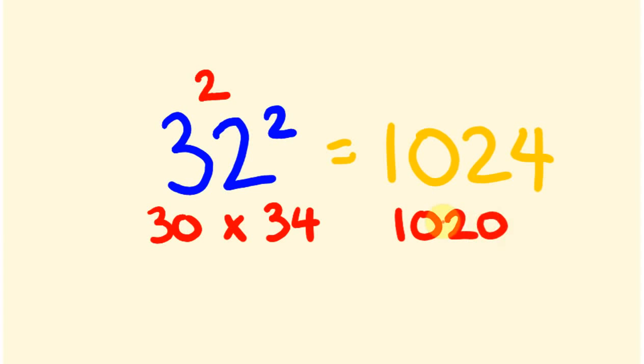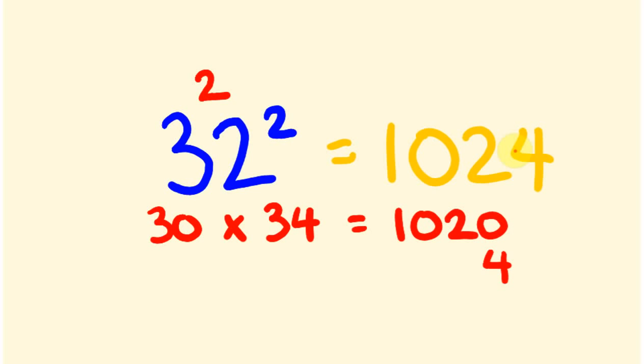So we multiply this out, we get 1020, and the very last thing we do is we just add the square of this difference number to our answer. So 2 squared is 4. We add these together, and we get our answer here, 1024.